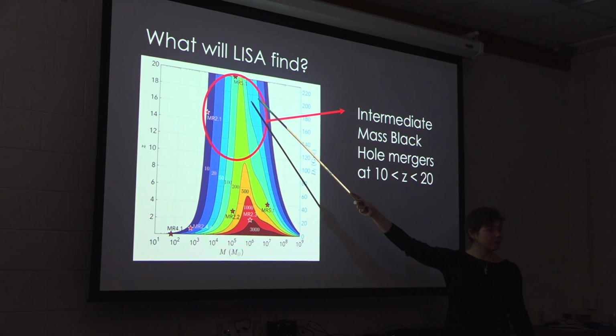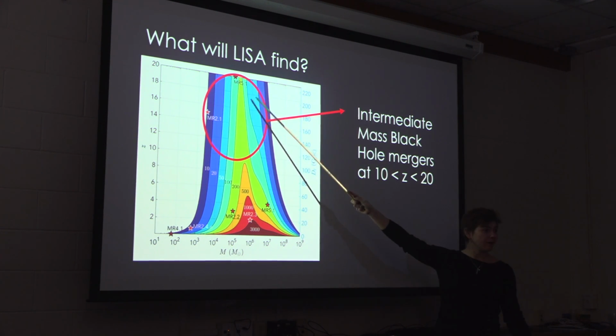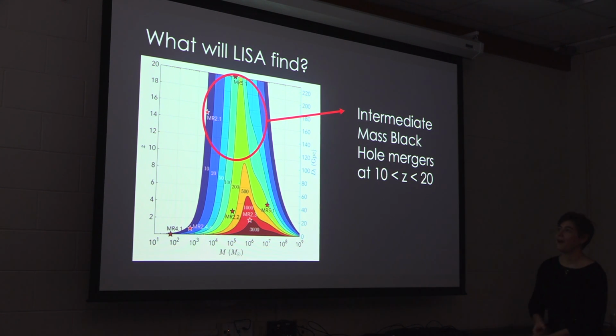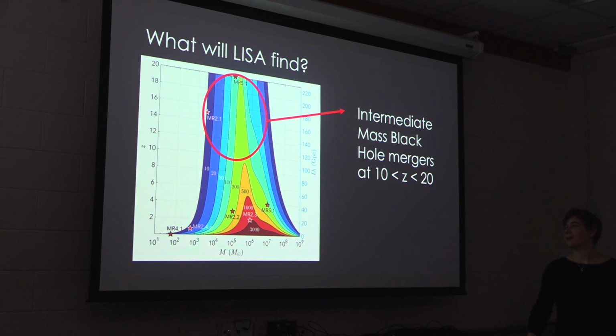Redshifts that we can't really use electromagnetic waves to observe, because these are the dark ages of the universe. But we can probe structure formation and black hole formation all the way up to redshift 20 and possibly beyond with LISA, if black holes are merging at these times.